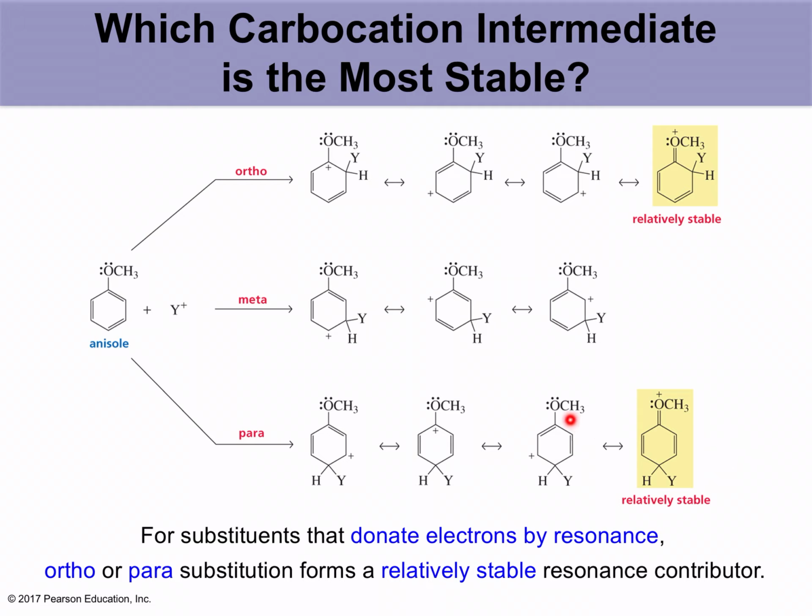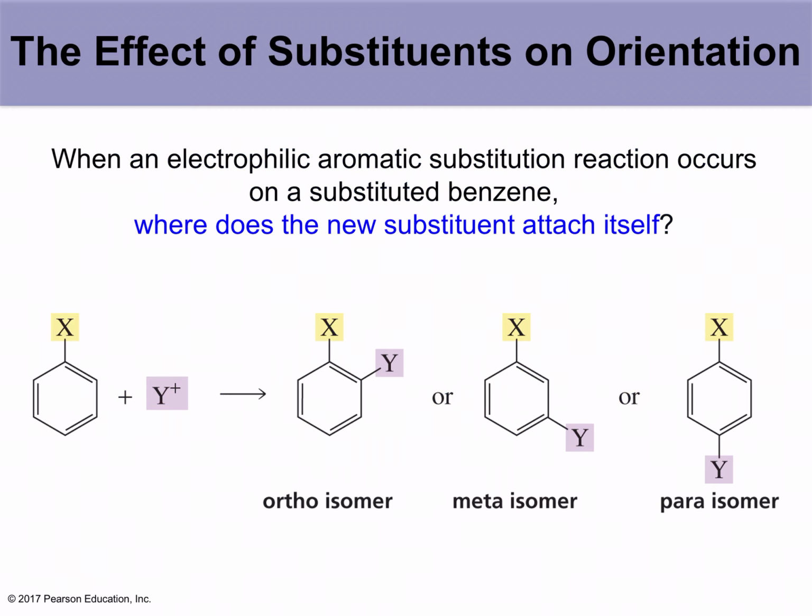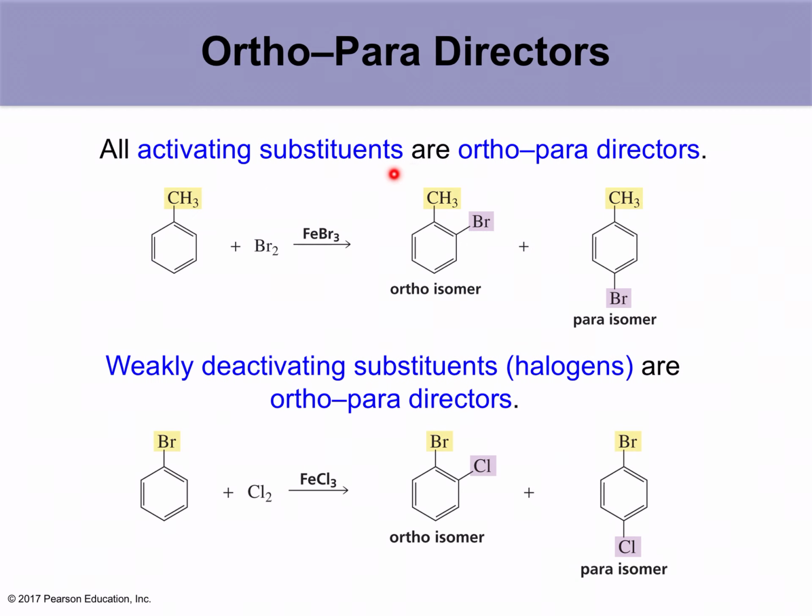And also the methoxy group can directly neutralize the positive charge, forming a double bond, whereas when it adds on to the meta position, it does not have that added stability. So as a result, if you have an activating group, then the incoming electrophile will go to either the ortho or the para position. For substituents that donate electrons by resonance, ortho or para substitution forms a relatively stable resonance contributor. So that's why we say that when you have activating substituents, they are ortho-para directors.